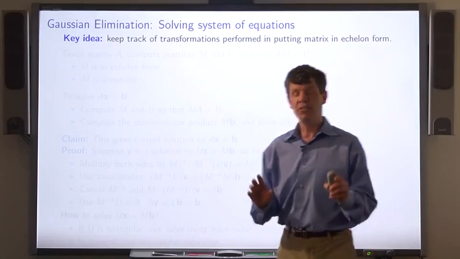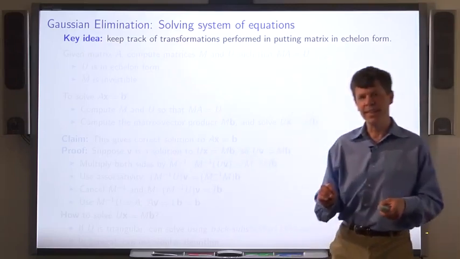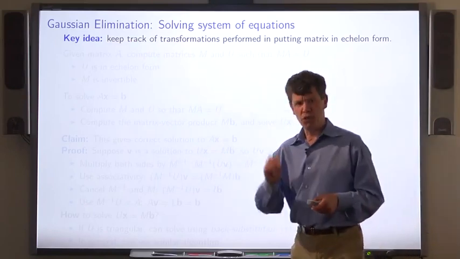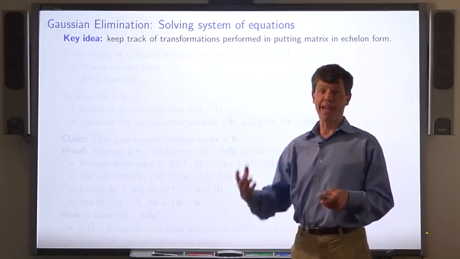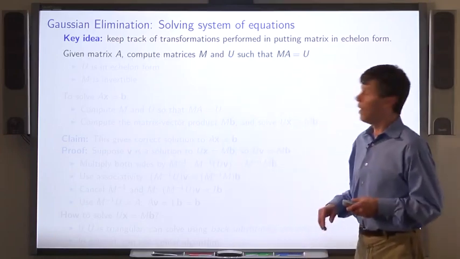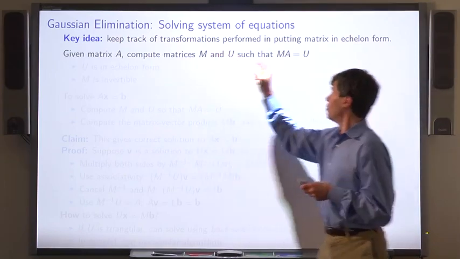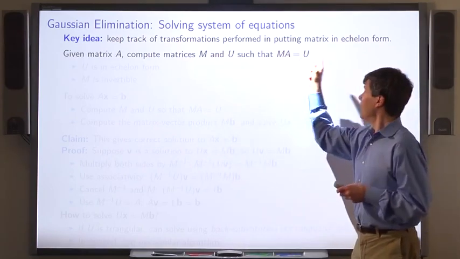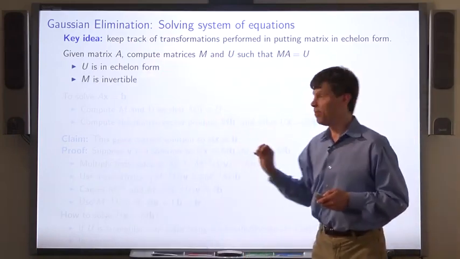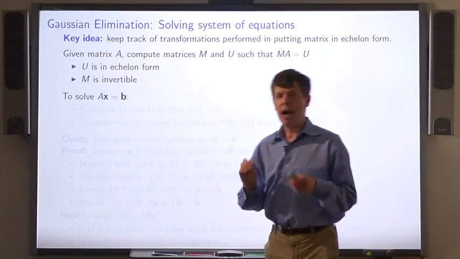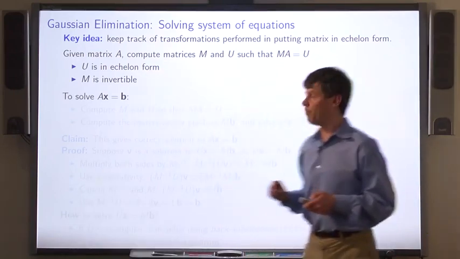Now we'll see how to use Gaussian elimination to solve a system of equations. The key idea is to keep track of the transformations performed in converting a matrix to echelon form. The algorithm actually computes matrices M and U such that M times A is U, where U is in echelon form and M is an invertible matrix.